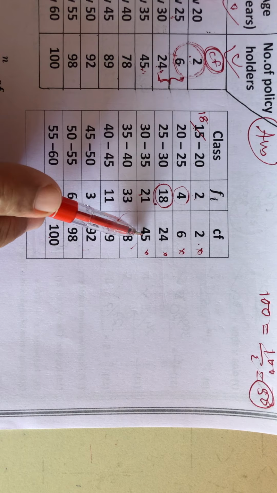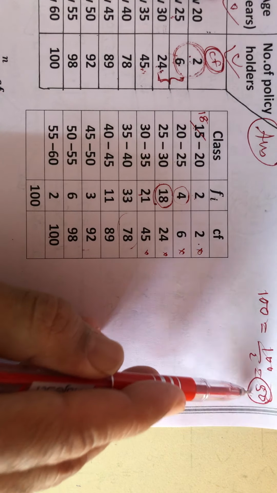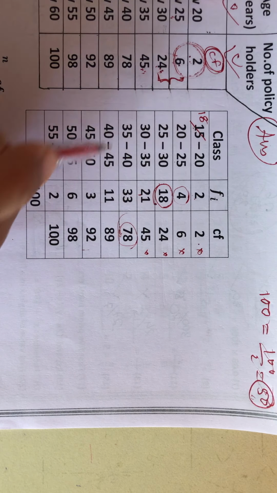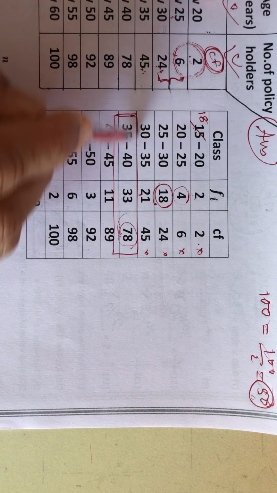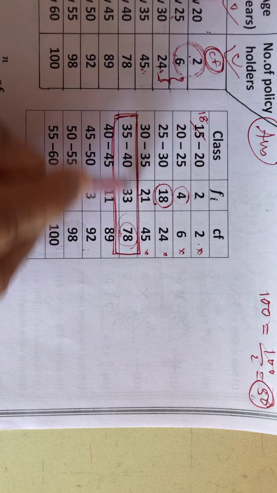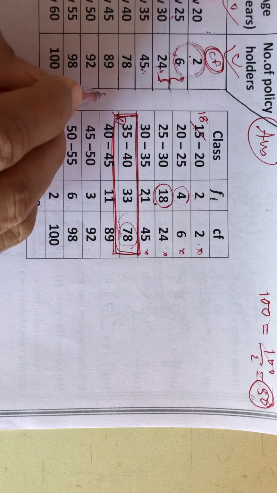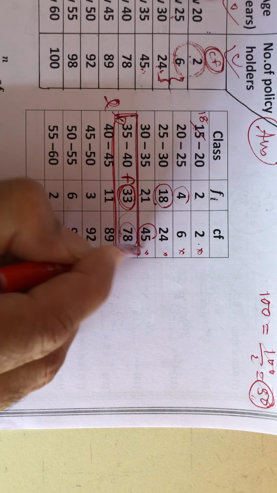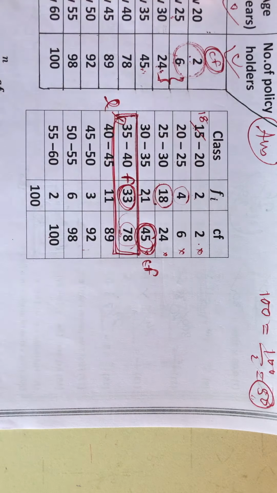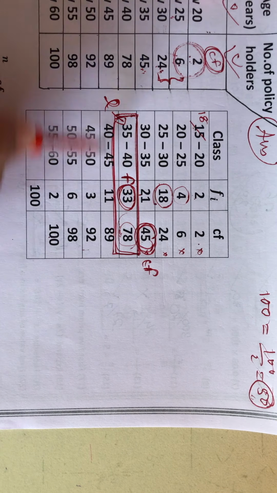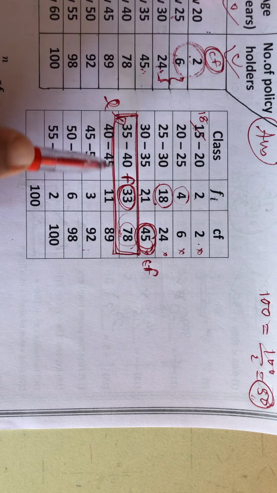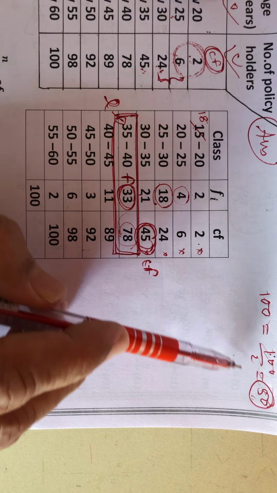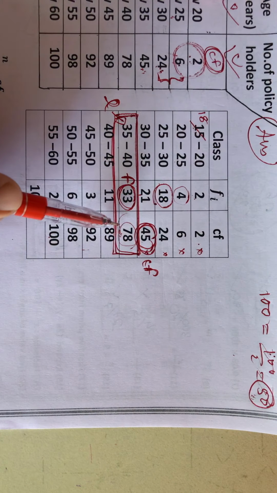See, it does not come in 45. So more than 50, that is 78, is nearly equal to 50. So here is our median class. Then this one is L, this one is always our f, and this one is always our CF. This is simple, same as what we did earlier, don't worry. So find out the median class. How to find the median class? Total observations 100 upon 2, that is 50. So 50 comes here.